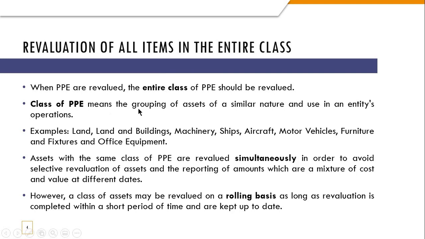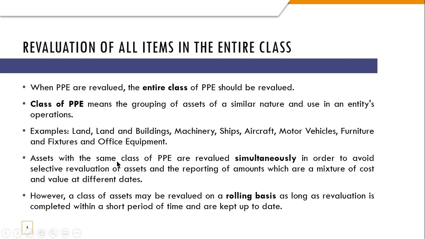Now, a class of PPE means the grouping of assets of a similar nature and use in an entity's operation. Examples: land, land and building, machinery, ships, aircrafts, motor vehicles, furniture and fixture, and office equipment. Okay? So kung ni-revalue natin yung land, dapat lahat ng land asset natin. Kung ni-revalue natin yung land and building, dapat lahat ng class of land and building. Kung ni-revalue natin yung machinery, dapat all classes of machinery.